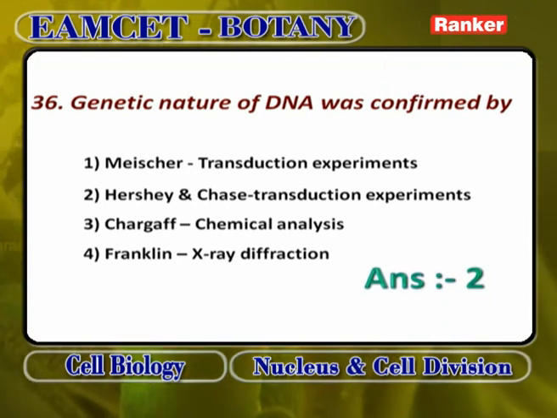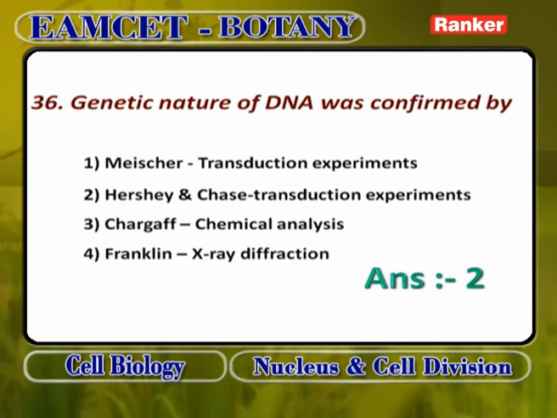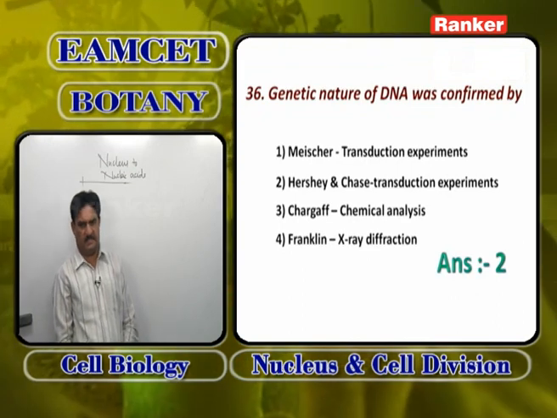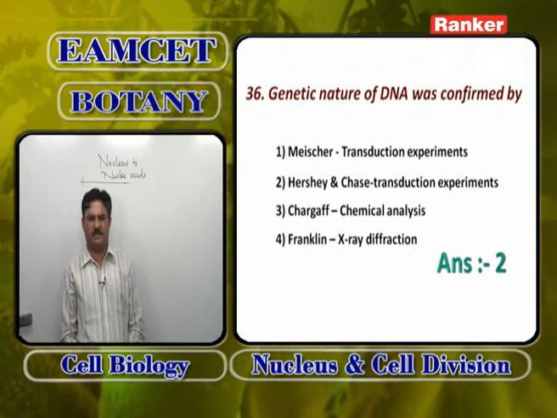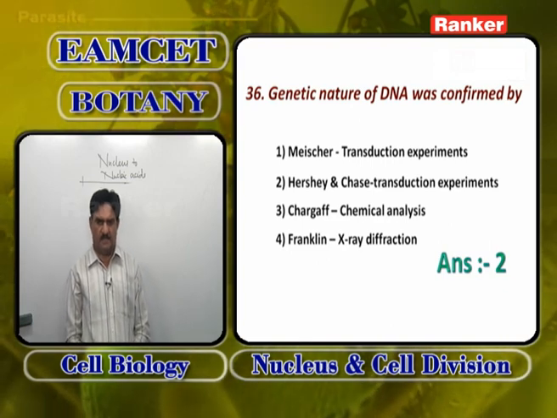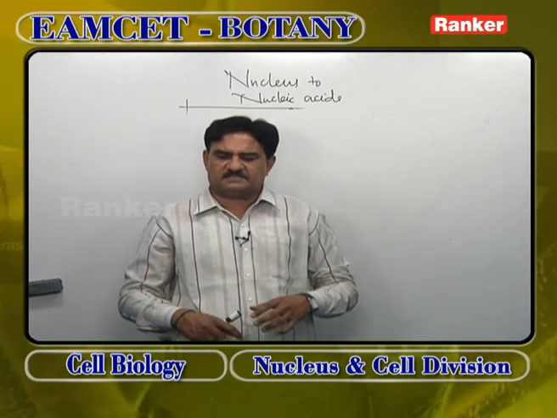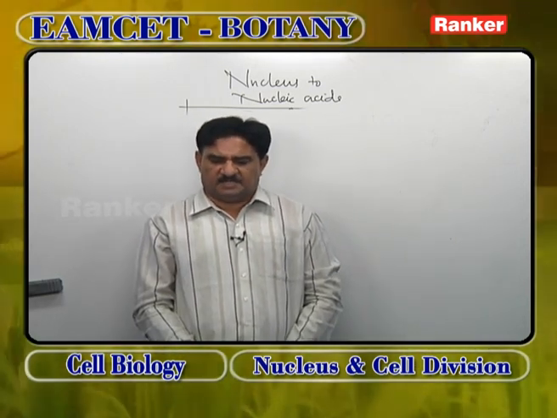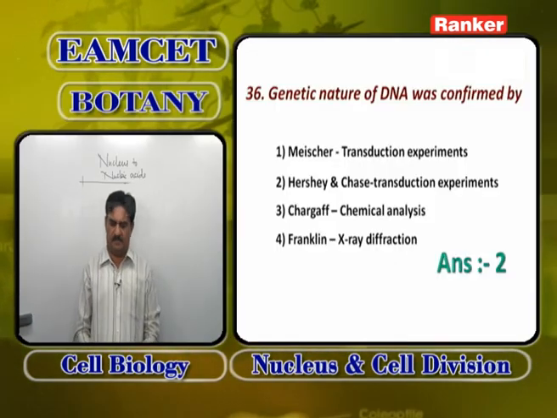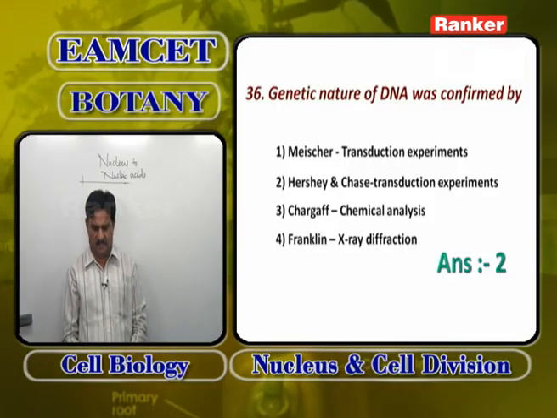Genetic nature of DNA was confirmed by, after discovering DNA, nucleic acids, by Hershey and Chase, who conducted special transduction experiments. What is transduction? Transfer of genetic material from one bacterium into another bacterium with the help of a bacteriophage or virus is called transduction. So transduction experiments were conducted by Hershey and Chase, and they proved that DNA is the genetic material. So Messer's transduction experiment is wrong.